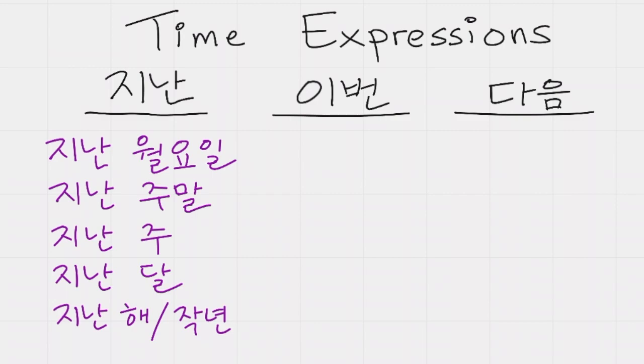And do you need to know both? Yes, because we use both. Now it gets easier. 이번. This. So same thing. Let's do this Saturday. 이번 토요일. This weekend, same thing. 이번 주말.